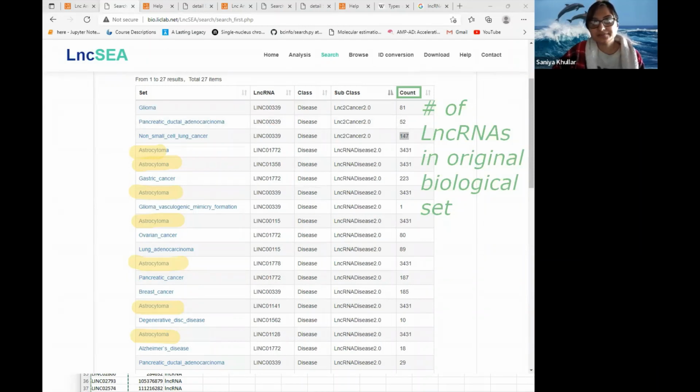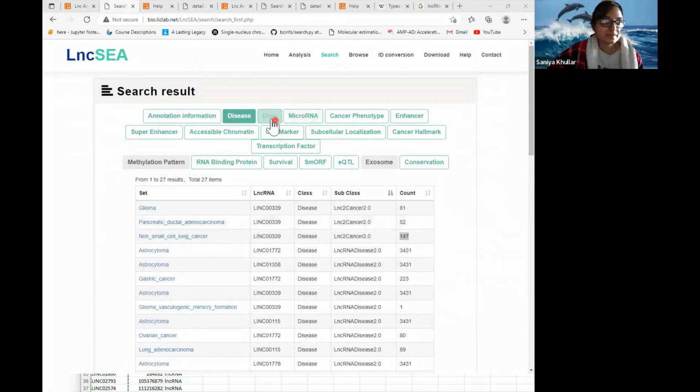We can also, so again, count just tells you the total number in this set, in this biological set over here. That's what it's trying to tell you in this set here. What is the total number? And of course, each of these lincRNAs that are identified out of our 74 will be there, if they are for their respective diseases, if there are any enrichments that have been found.